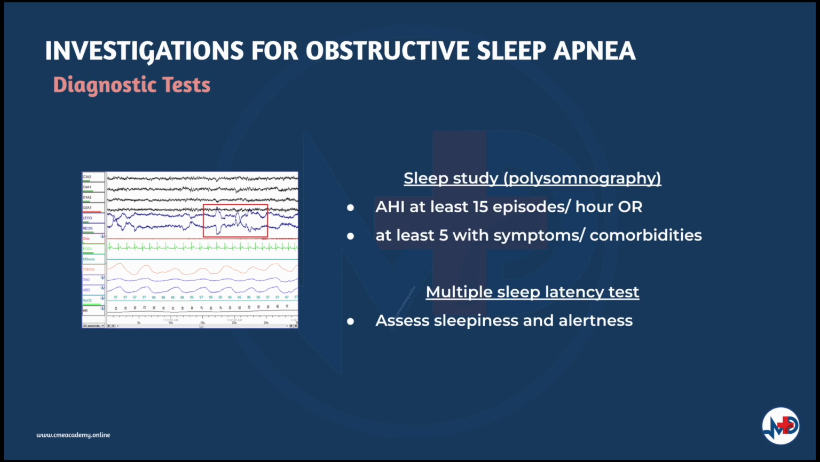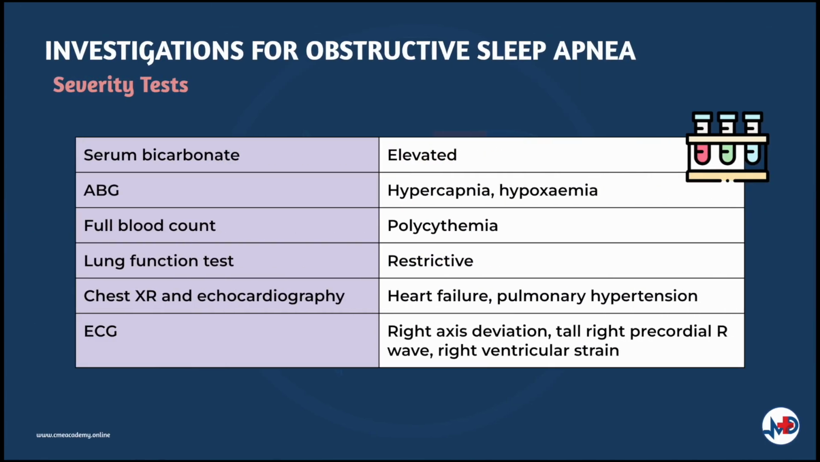Diagnosis is based on polysomnography, where the apnea-hypopnea index records at least 15 episodes per hour, or at least 5 including other symptoms and/or comorbidities. In a multiple sleep latency test, sleepiness and alertness is measured. Severity can also be assessed with lab parameters.